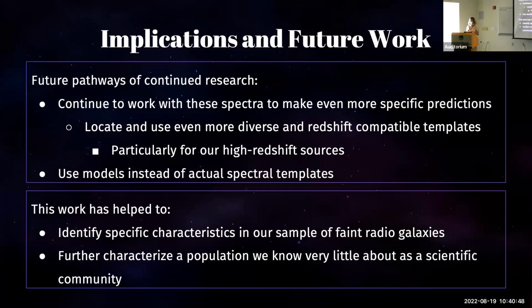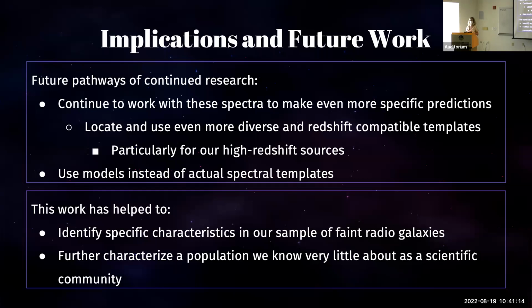For future pathways of continued research, the main thing to do would be to continue working with these spectra to make even more specific predictions, which could most likely be done by locating even more diverse and redshift compatible templates. And this is especially important for our high redshift sources. So if we could find better high redshift templates that represented more different types of galaxies, we would be able to get better results that we could feel more confident in and even lower chi-squared values.